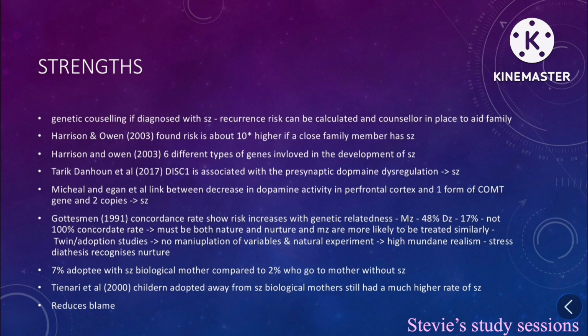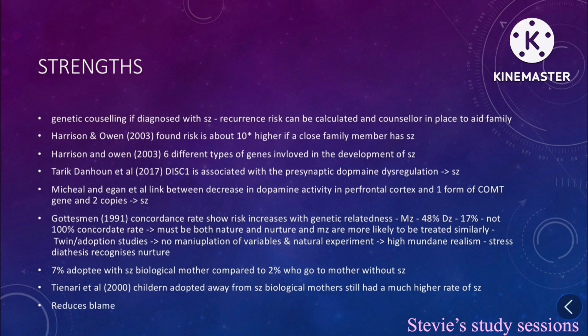They found that MZ twins had a 48% concordance rate and DZ 17%. Although there's not a 100% concordance rate, meaning both nature and nurture must impact whether or not an individual develops schizophrenia. 7% of adoptees with schizophrenia had a biological mother with schizophrenia compared to 2% who had a biological mother without schizophrenia.